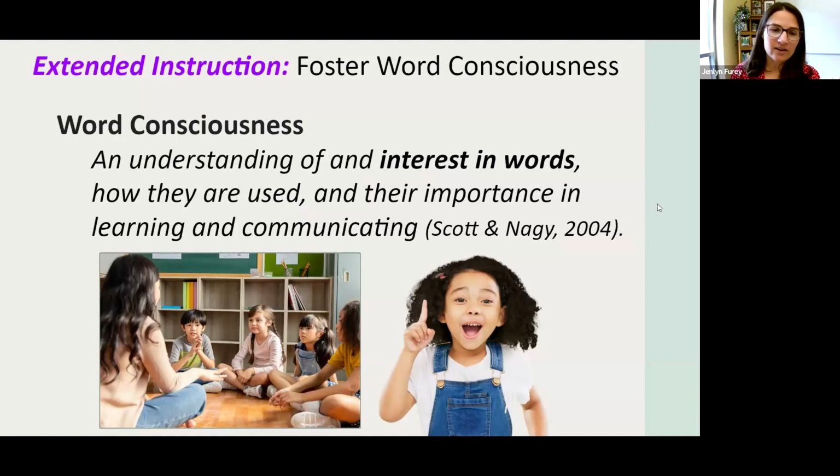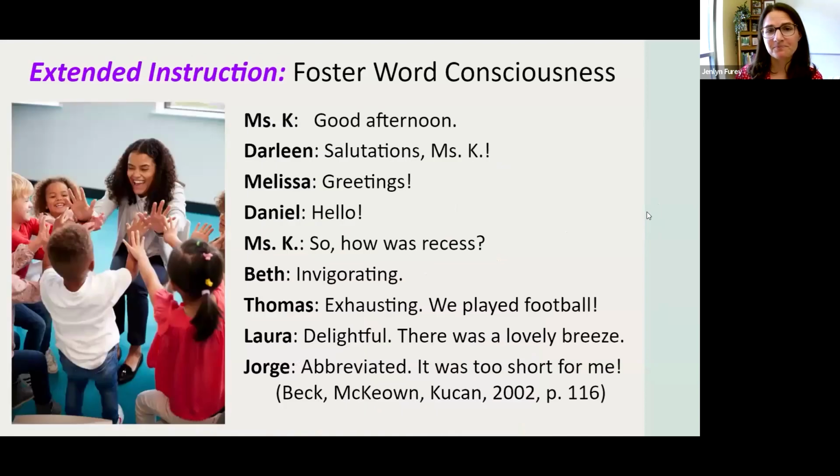You can do this in a lot of different ways. Modeling is great. So modeling it just in your day-to-day life, going about your classroom routine, using the words that you've just been teaching is really great. Really encouraging students to use mature language and to use these words in their everyday conversations in the classroom.